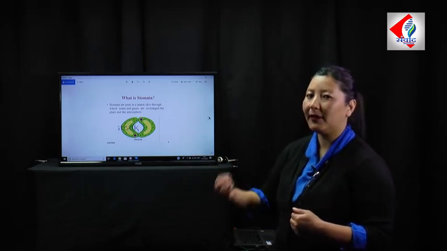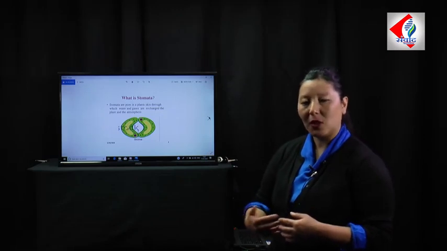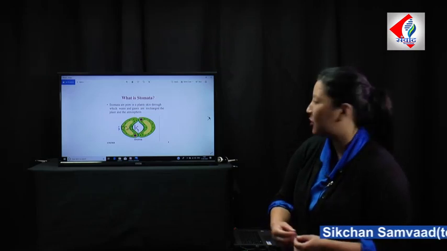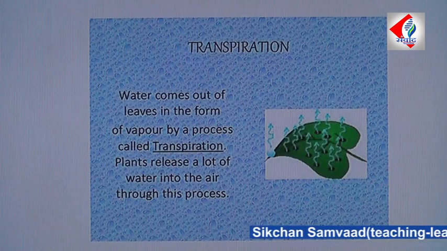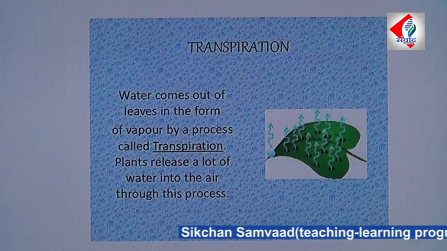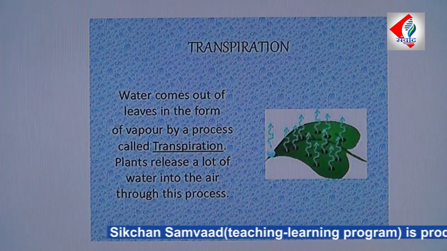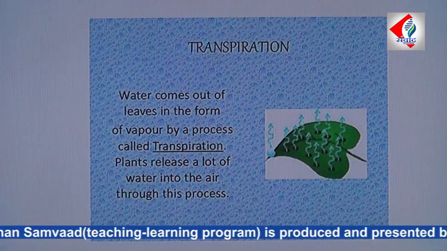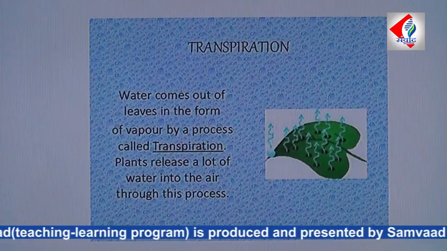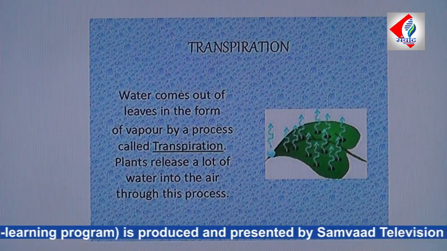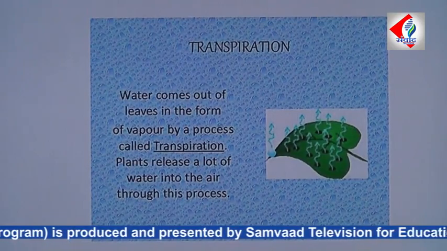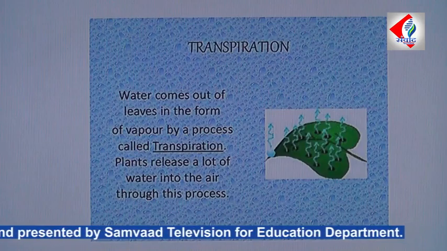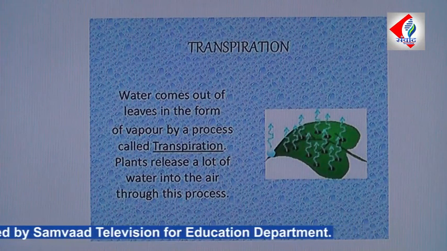Stomata are also very tiny, and through them water and gases get exchanged. So you can see a picture of a leaf, and water is coming out from the leaves. And when water comes out from the leaves, it comes out in the gaseous form, in the vapor form, and this process is called transpiration. Transpiration releases a lot of water into the air through this process.